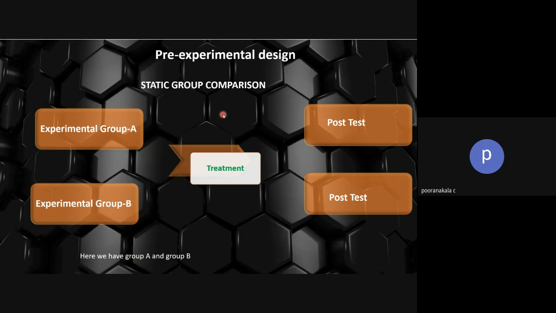Ma'am, same treatment or different treatment? It should be the same treatment. Only then you can compare. You should give the same treatment. That's why I put the treatment in the middle. See, you cannot give calculus to one group and biology to the other and compare with different post-tests. You cannot compare how they perform, right? So the treatment should be the same. Got it? So in the static group design, the treatment should be the same for two groups and then you compare. That is why it is called a static group comparison. Got it? Yes, ma'am.